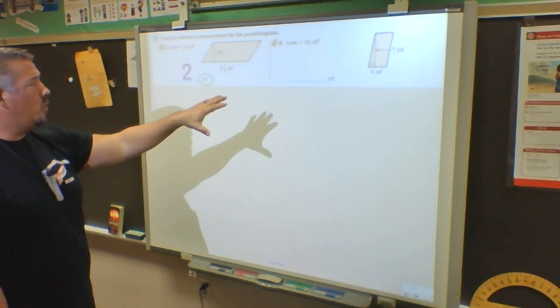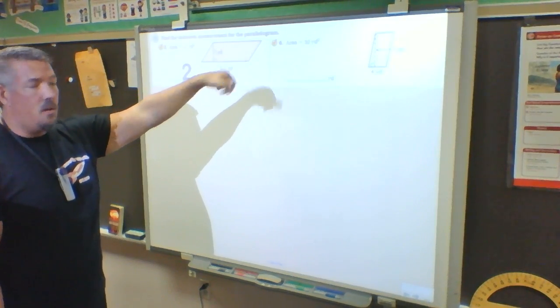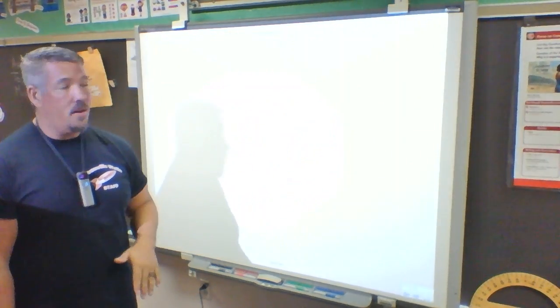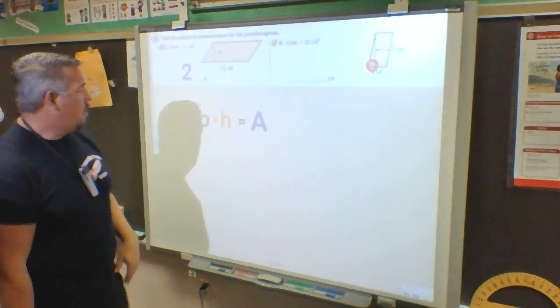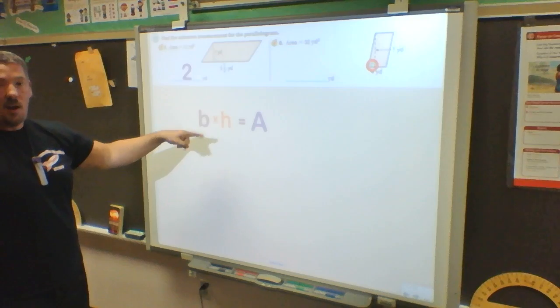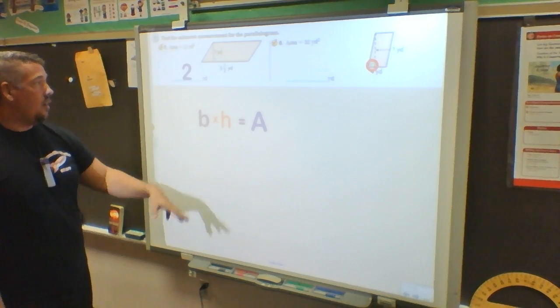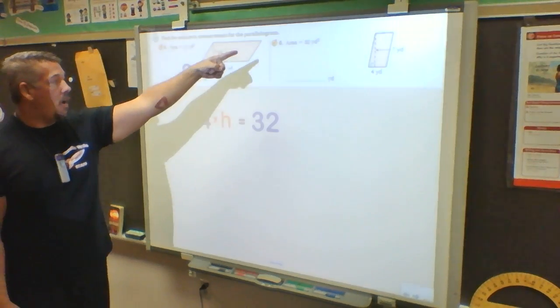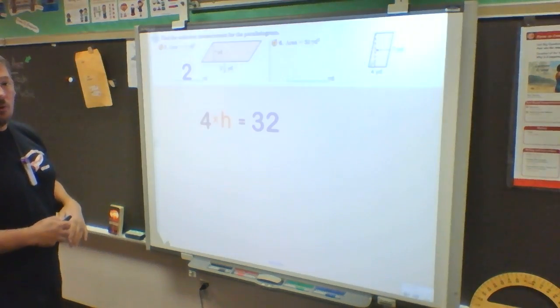Alright, so when I go to this one, same type of setup. I'm given my area of 32 square yards. I'm given my base of 4 yards. I'm not given my height. So when I look at where my angle is, my right angle, then I know I'm setting it up as base times height is equal to my area, and then I just fill in with the numbers they give me. I fill in that my base is 4. I fill in that my area is 32.